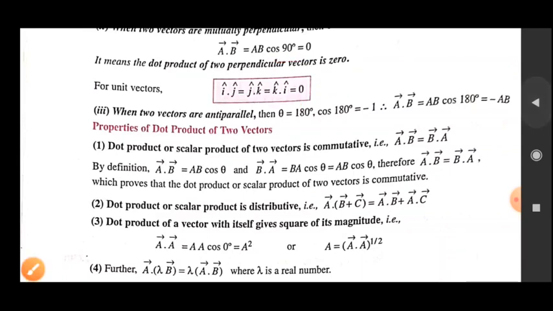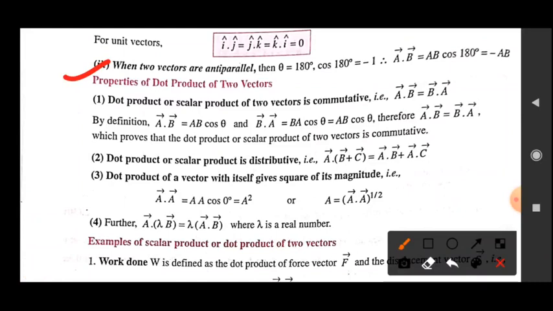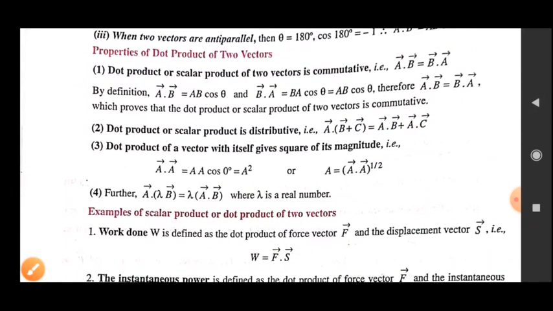The third rule is when two vectors are anti-parallel, then theta is equal to 180 and cos theta is equal to -1. Clear, I think. Anti-parallel means if one is in this direction, the second is in the opposite direction, so they are called anti-parallel to each other. Then we obtain a dot b is equal to minus ab. So just now we can see only the direction change is occurring here.